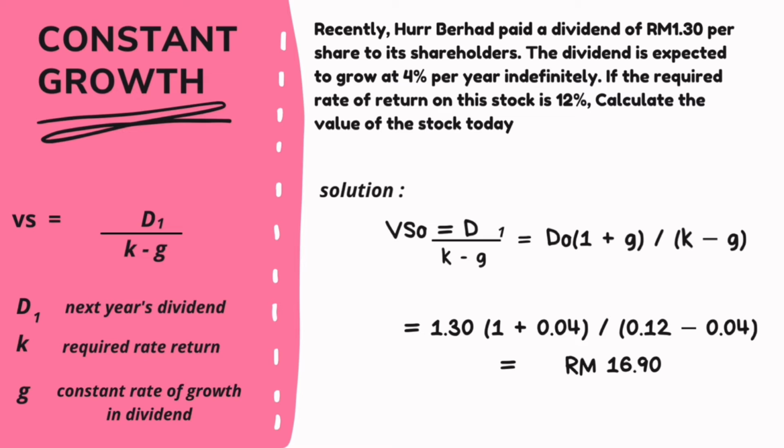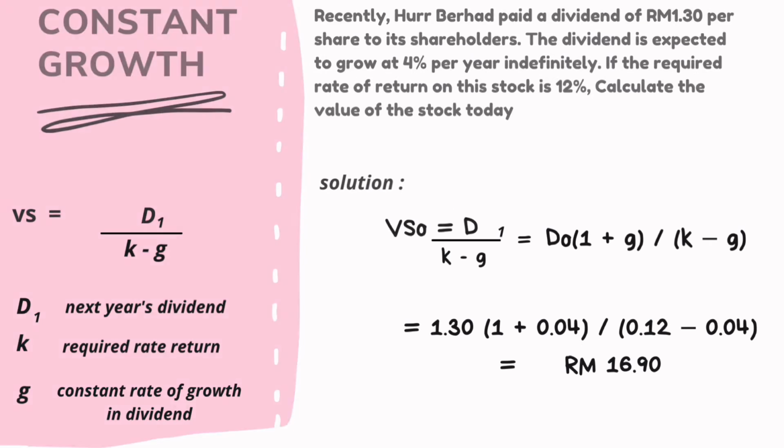Let's take a look at this question and how to solve it. Recently, Herbert had paid a dividend of 1 ringgit 30 cents per share to its shareholders. The dividend is expected to grow at 4% per year indefinitely. If the required rate of return on this stock is 12%, calculate the value of the stock today. So here's the solution. You can write D0 times bracket 1 plus G divided by K minus G, which means 1 ringgit 30 cents times bracket 1 plus 0.04 divided by bracket 0.12 minus 0.04. We get 16 ringgit 90 cents.